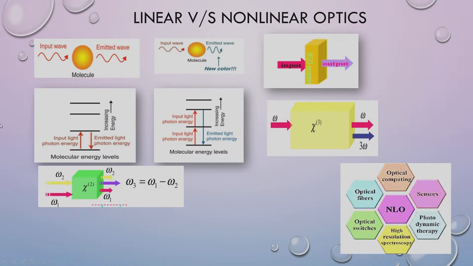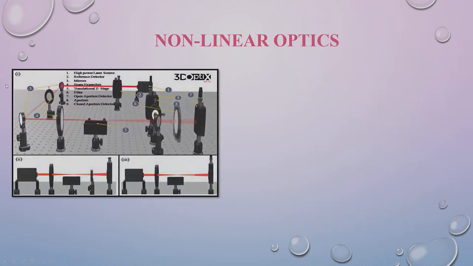Okay. Now, getting into the nonlinear optical properties or the method, how do we study? We study using one conventional method, which we call Z-scan. This is to study the property of the material. So what does it contain? It contains a high power laser. It contains some detectors, mirrors, beam expanders, a translational Z stage, and an optical filter. You have a detector for open aperture and closed aperture.